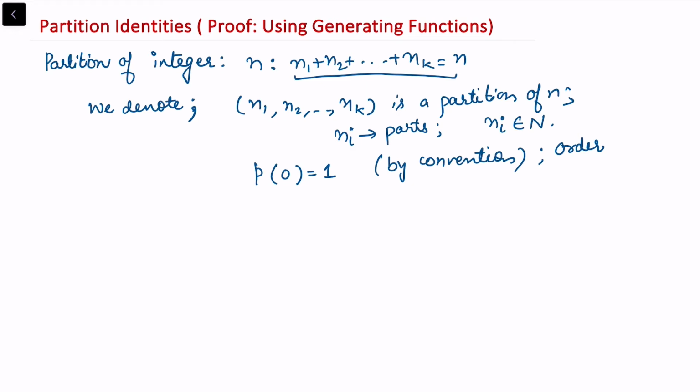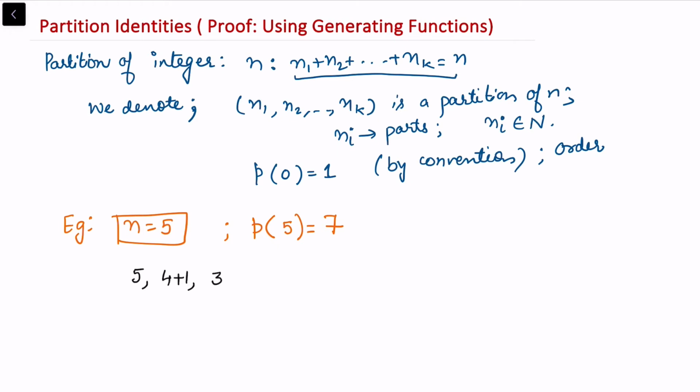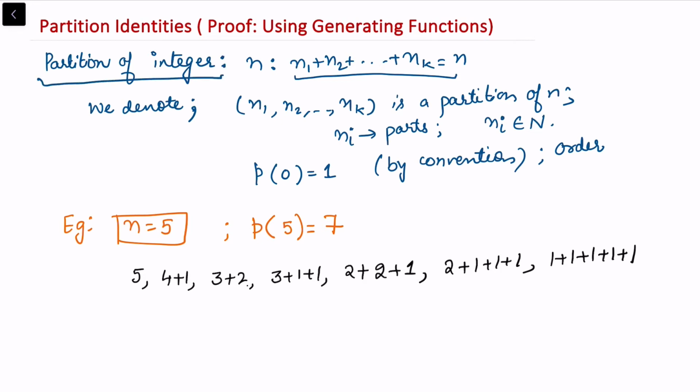So just to give an example here, let me consider n is equal to 5, and here we see that partition of 5, p5, is 7. Which are the relevant partitions of 5? 5, 4 plus 1, 3 plus 2, 3 plus 1 plus 1, then we can write 2 plus 2 plus 1, and then 2 plus 1 plus 1 plus 1, and 1 plus 1 plus 1 plus 1 plus 1. So you can see that there are 7 partitions of 5. And for more details of the partition, you can please see my previous video, the link added in description.